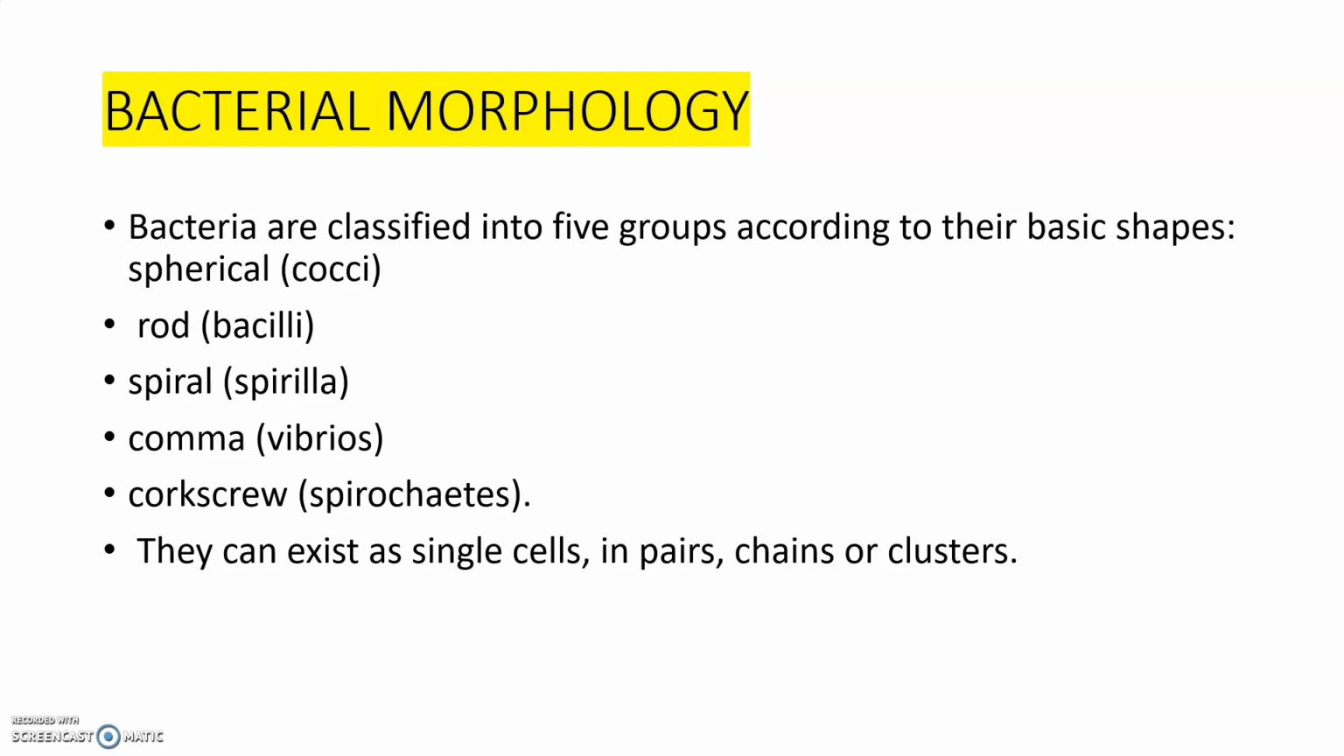And we have already studied that bacteria are classified into 5 groups according to their basic shapes. That is spherical, rod-shaped, spiral-shaped, comma-shaped, then corkscrew, that is spirochetes. They can exist either as single cells or in pairs or chains or clusters.